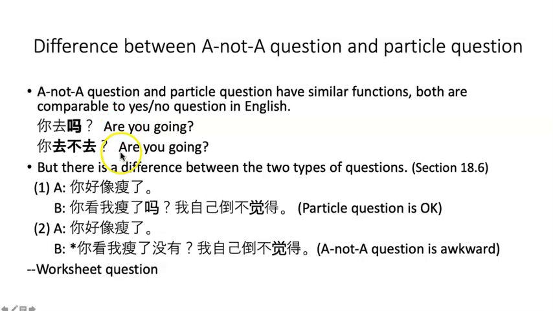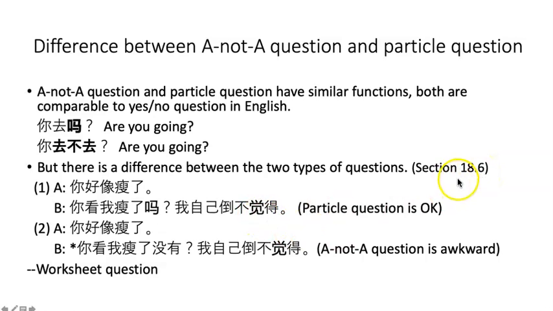Both types of questions, particle question and A not A question, have similar functions which are comparable to the yes-no question in English. Both can be answered by affirmative or negative answers. However, there is a difference between the two types of questions. Please refer to reading section 18.6 for the details.